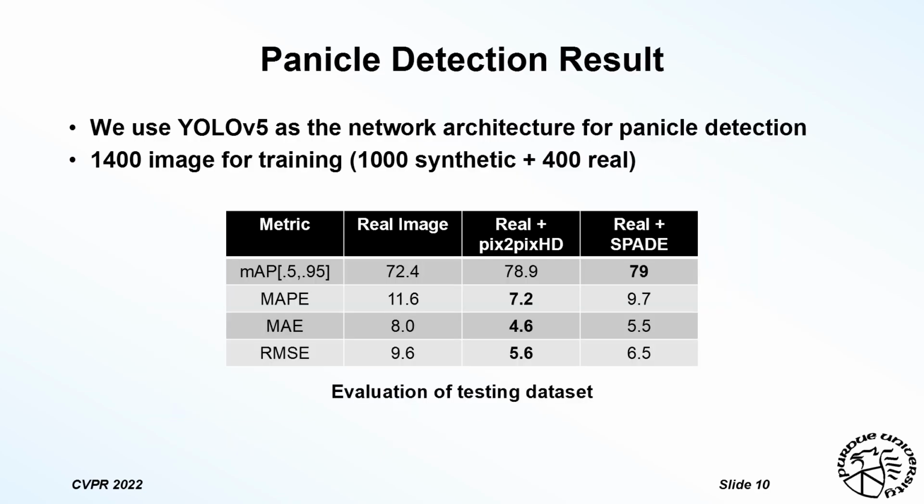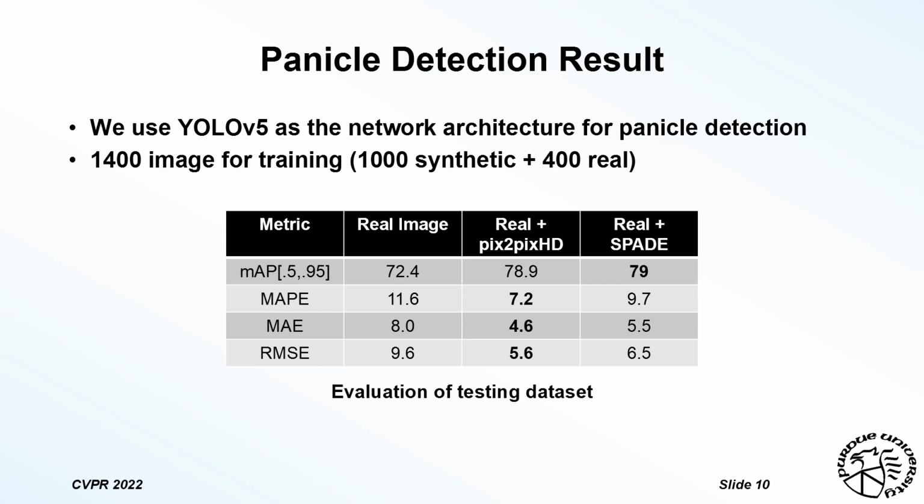We generate 1,000 synthetic images for each of the GANs using random label maps. The random label maps are constrained in location and size of the bounding boxes such that the overall distribution is identical to real sorghum images in our datasets. In total, we have 1,400 images for training.